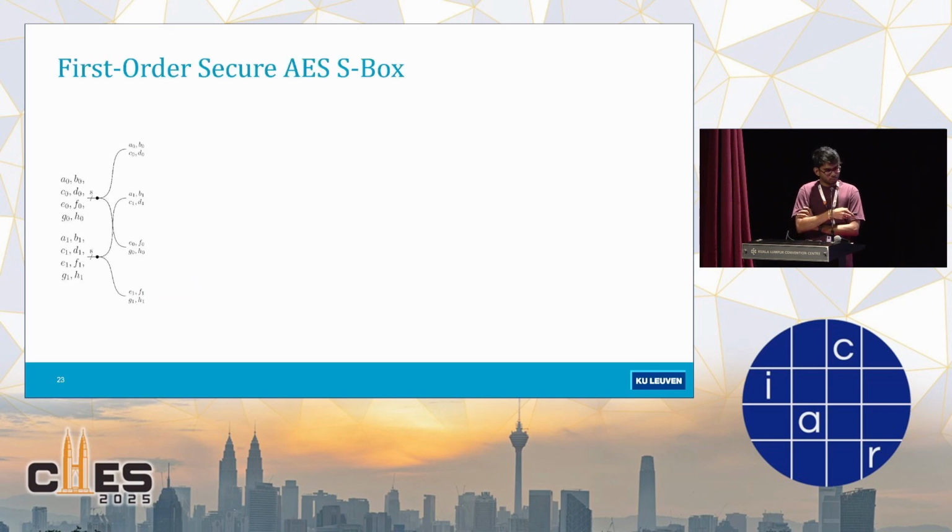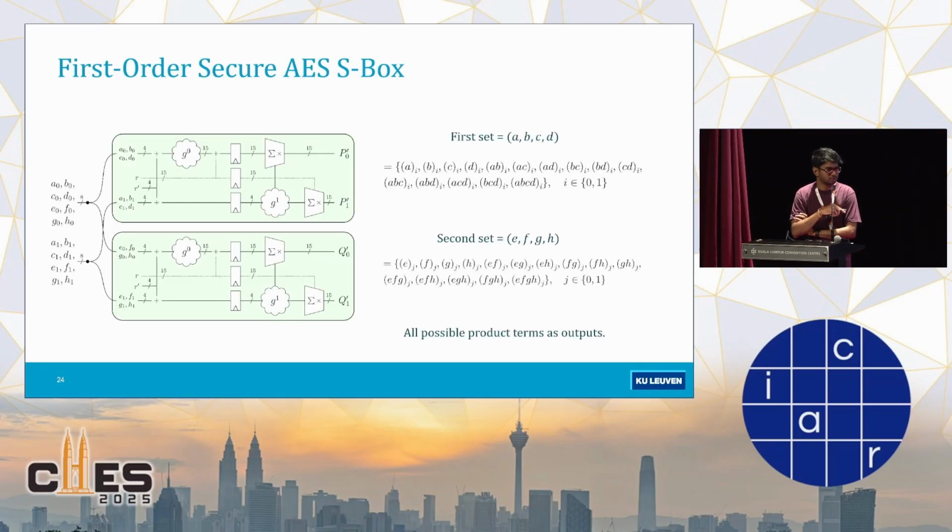So the first step would be to split the inputs into 2 parts. So you have A, B, C, D, E, F, G, H. A, B, C, D goes to the first part, and E, F, G, H goes to the second part. And then you process them with TSM blocks in parallel, and these are identical instances. The only difference is that they have different inputs.